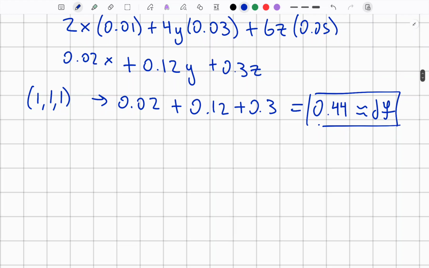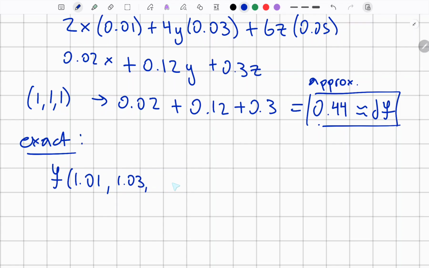Now, this is our approximation. The exact method is going to be to take the function at those points, which were 1.01, 1.03, and 1.05, and subtract off the function at the original point, to get the actual change in the function between those points, just by taking the final value and subtracting the initial value. That'll give us the change.